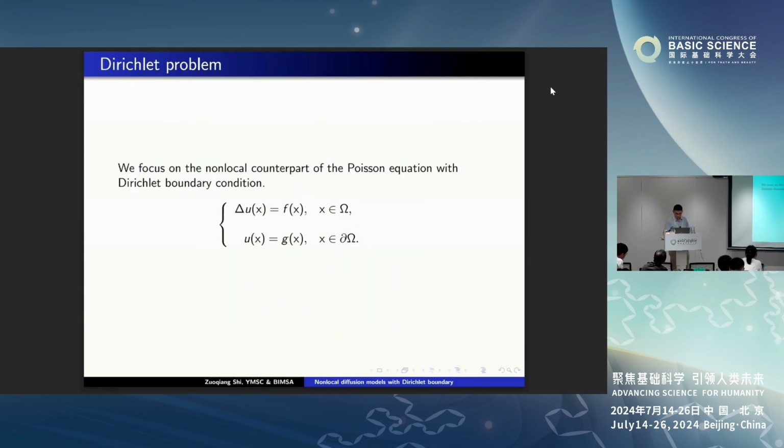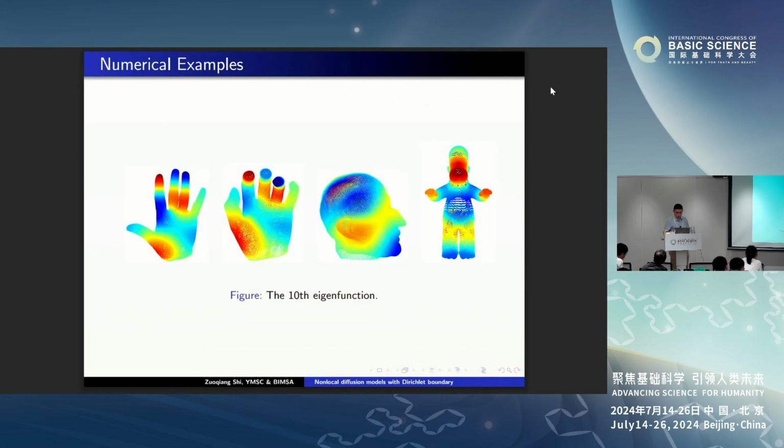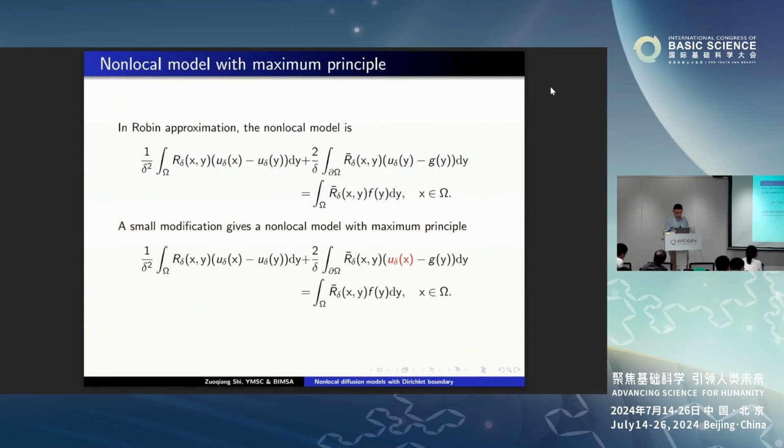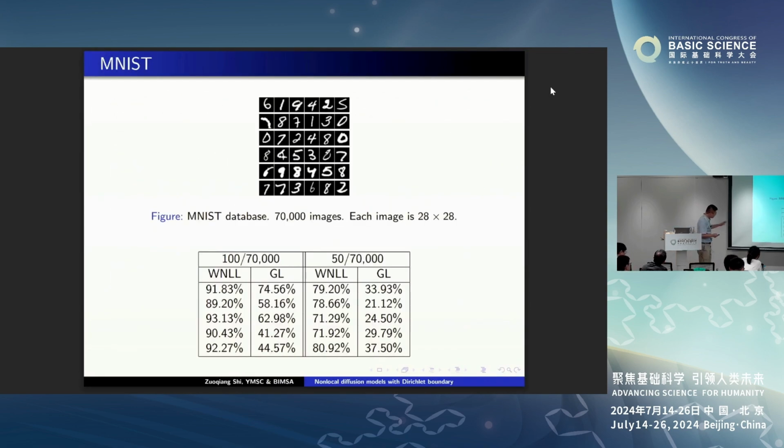And for the MNIST classification problem, using the graph Laplacian, the accuracy is much lower than our non-local model, especially when the label rate is lower. When the label rate is high, actually there is no difference between these two models.